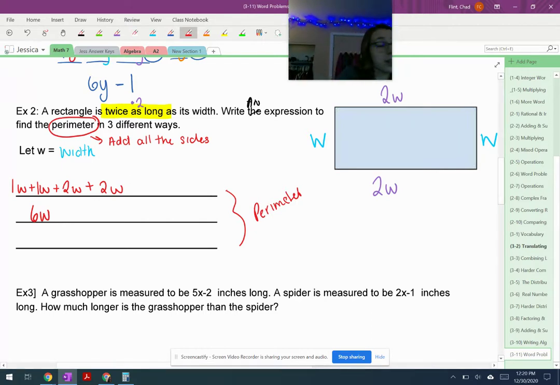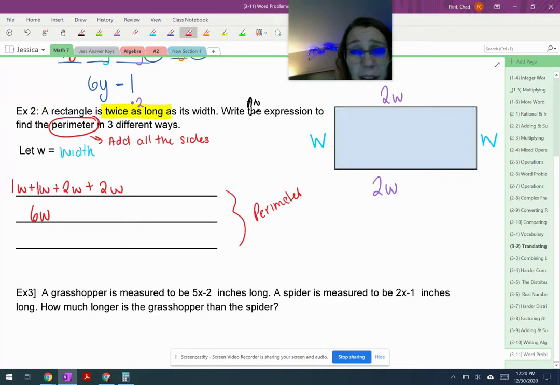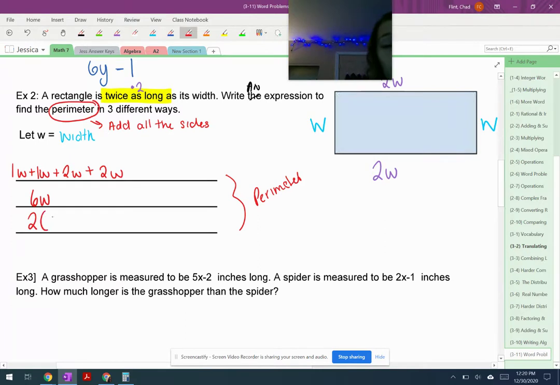And then the other way that we can write this is by using some multiplication, right? Because what we're really doing is we have this repeated addition going on, which can just be rewritten as multiplication. So I could do 2 times the width plus 2 times the length, right? 2 times the width plus 2 times the length.